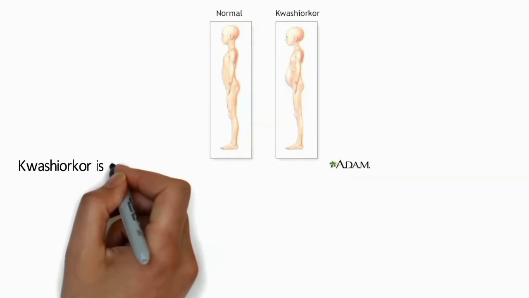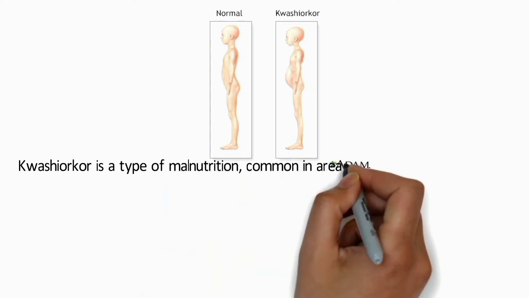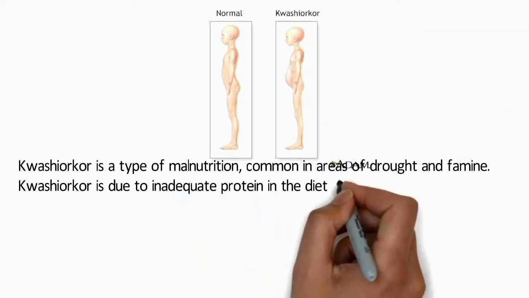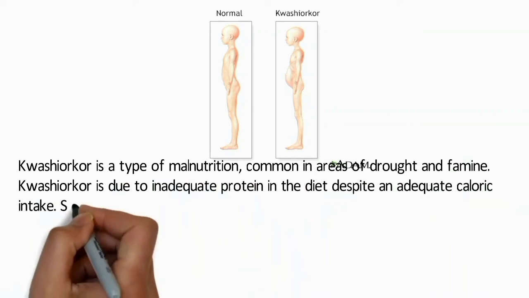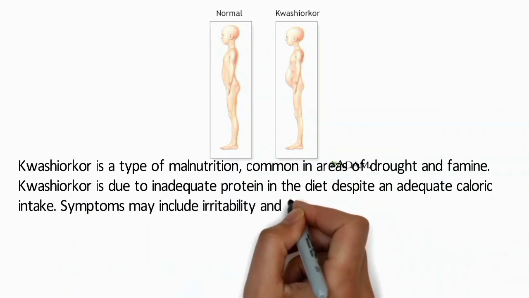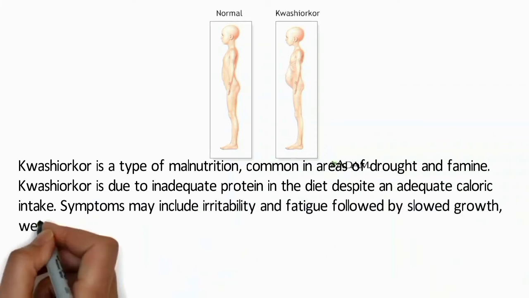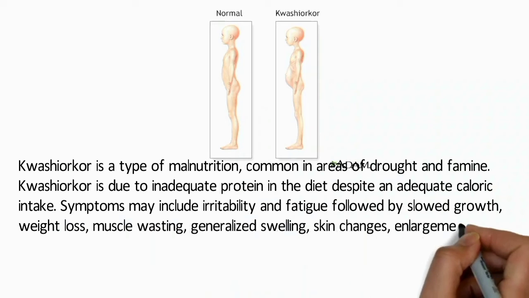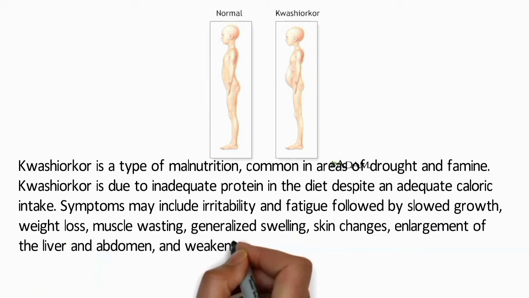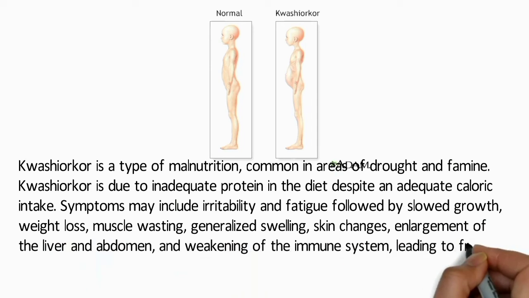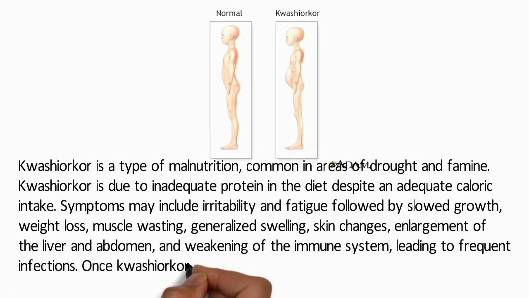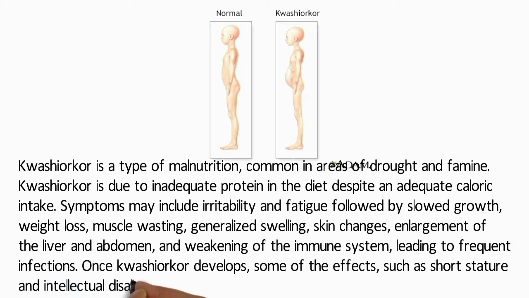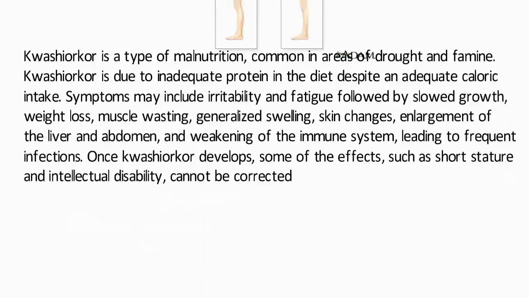Kwashiorkor is a type of malnutrition, common in areas of drought and famine. Kwashiorkor is due to inadequate protein in the diet despite an adequate caloric intake. Symptoms may include irritability and fatigue followed by slowed growth, weight loss, muscle wasting, generalized swelling, skin changes, enlargement of the liver and abdomen, and weakening of the immune system, leading to frequent infections. Once kwashiorkor develops, some of the effects, such as short stature and intellectual disability, cannot be corrected.